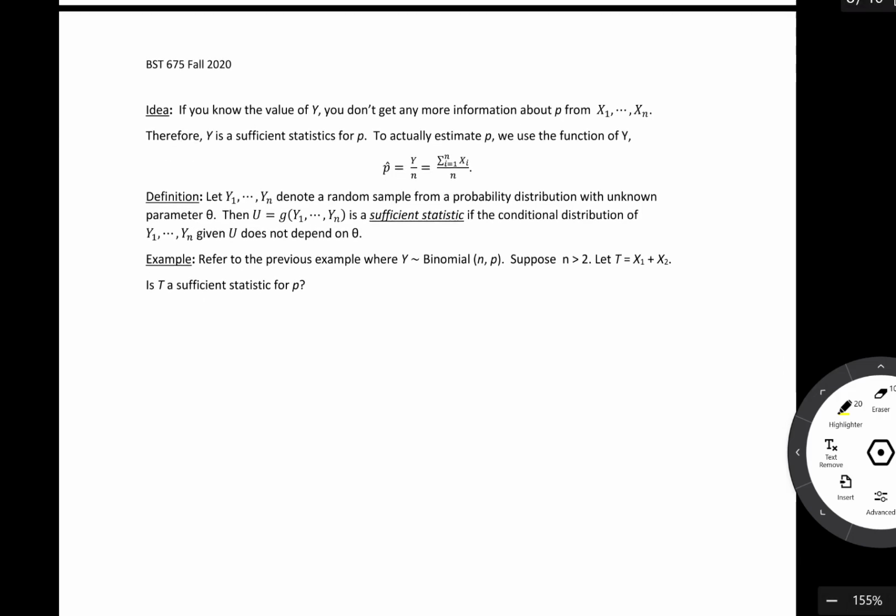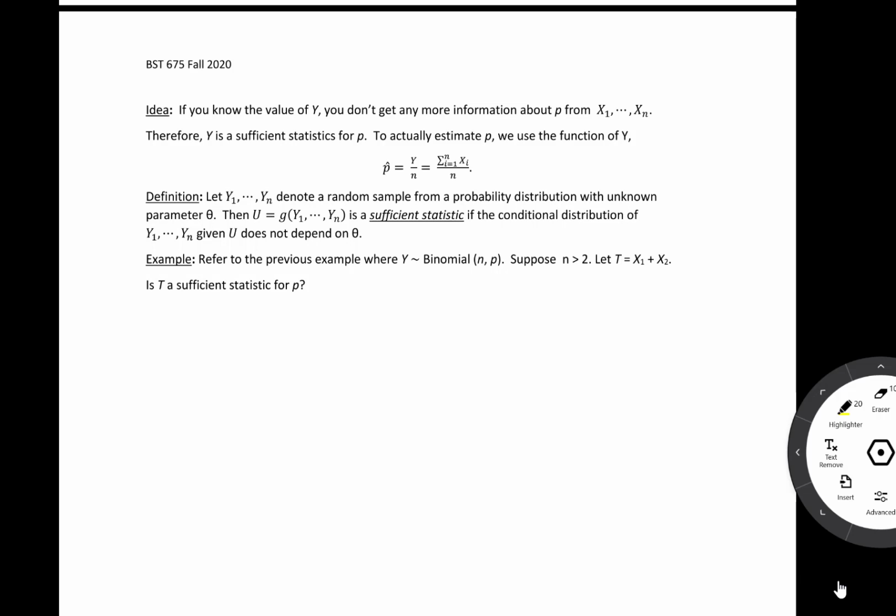So here's our definition of a sufficient statistic. Let Y1 through Yn denote a random sample from a probability distribution with unknown parameter theta. Then U, which is some function of Y1 through Yn, or some function of the sample, is a sufficient statistic if the conditional distribution of Y1 through Yn given U does not depend on theta.